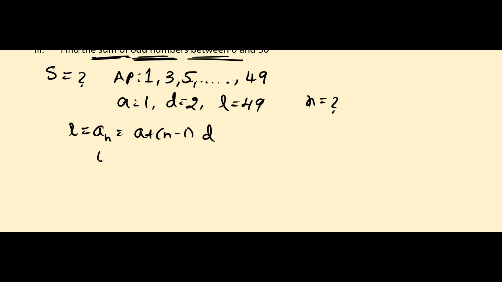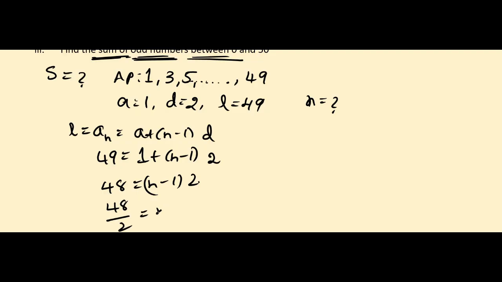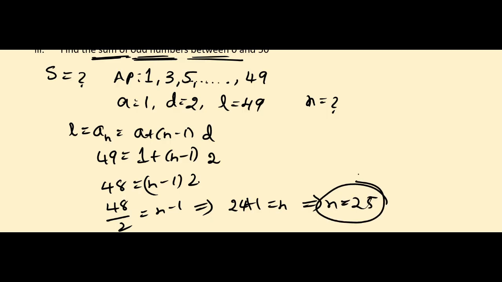We know the last term, that is 49, is equal to the first term 1 plus (n minus 1), where n we want to find, and d is 2. 49 minus 1, that is 48, is equal to (n minus 1) into 2. 2 comes to the LHS, meaning divided by 2. 48 divided by 2 is equal to n minus 1. It implies 2 24s are 48, so 24. When minus 1 comes to the LHS, it becomes plus 1, 25 is equal to n. That's why there are 25 terms present.